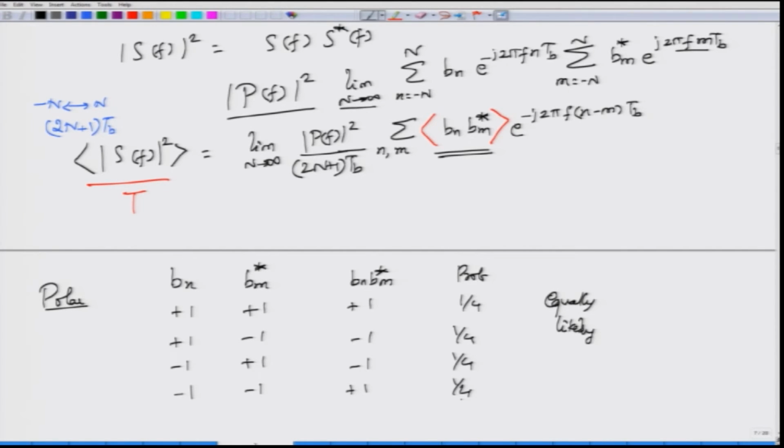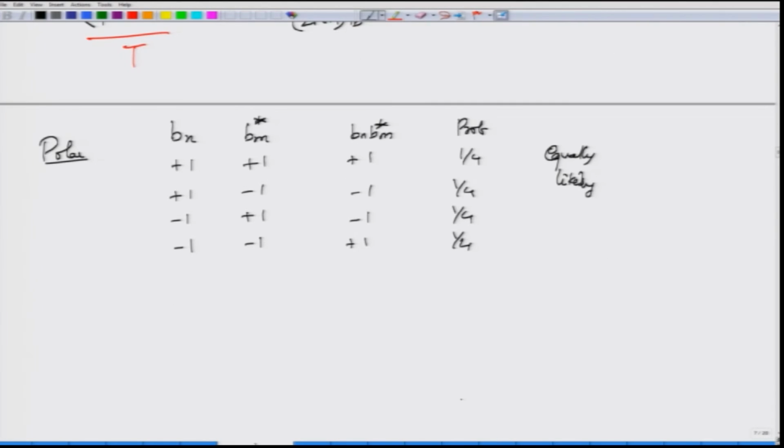Thus when n is not equal to m, then if you multiply the probability with the value, add it next to the probability with the value, and sum it, you are going to get a big 0. This is the averaging process.